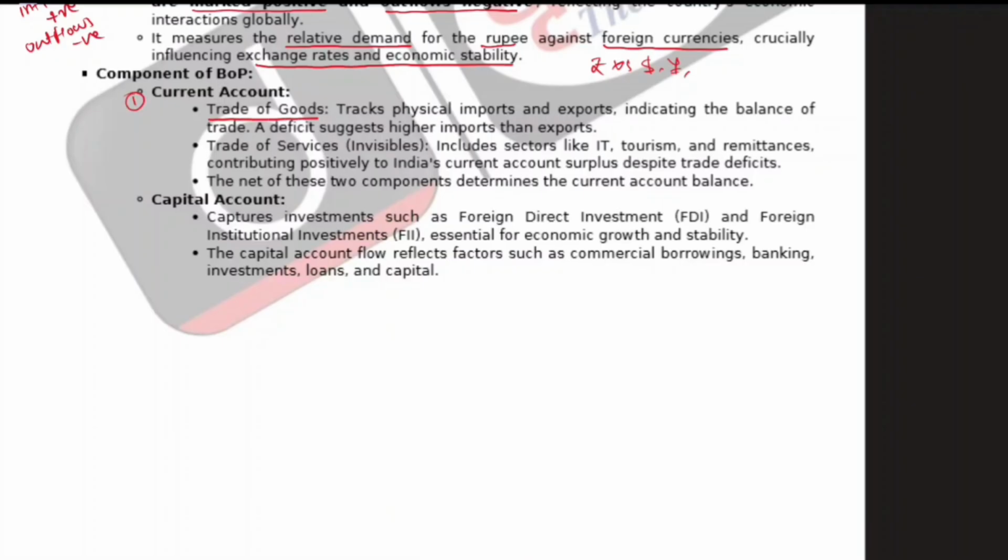Current account: trade of goods and trade of services. The current account includes the trade of goods, which tracks the physical imports and exports, indicating the balance of trade. A deficit suggests higher imports than exports. Trade of services, that is invisibles, includes sectors like IT, tourism, and remittances, contributing positively to India's current account despite trade deficits. The net of these two components determines the current account balance.